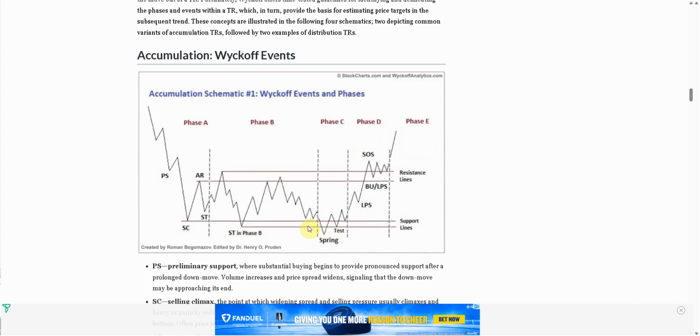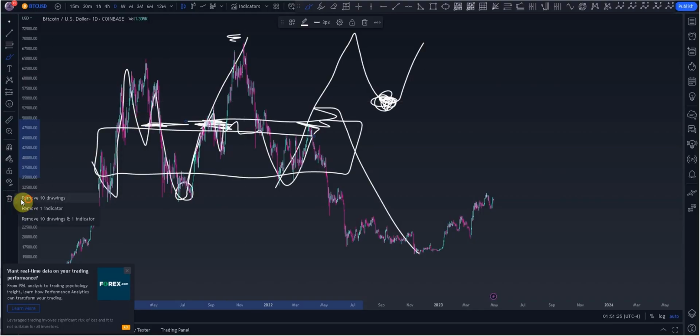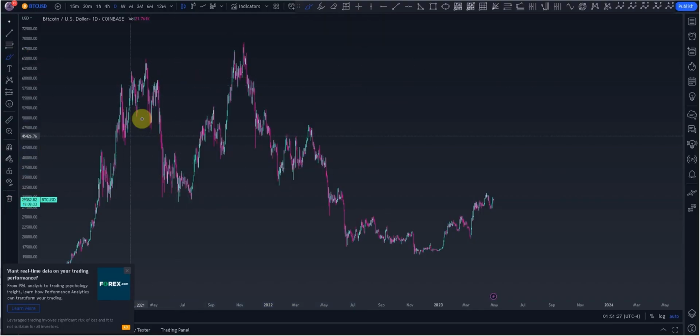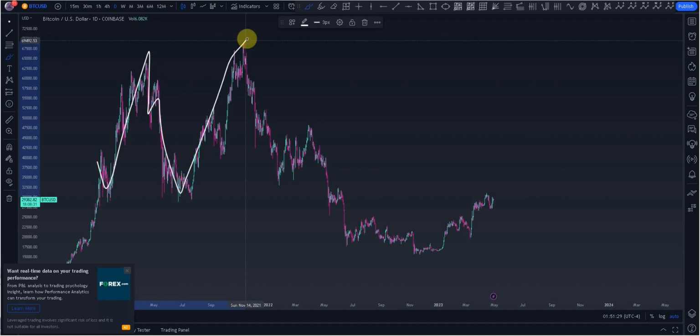But in this case, in the later stages, it puts in that spring lower. We then start to rally. So phase C, really popping, really giving us some clear sign. Okay, we've got that spring lower. It really has gone much lower. In this case, in Bitcoin's example, it's created that higher high, which is called the upthrust after distribution, which you'll see in there as well.